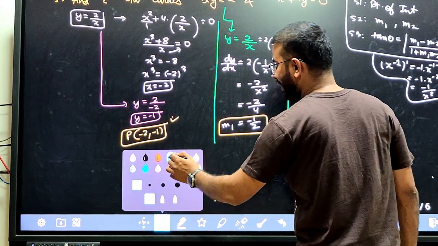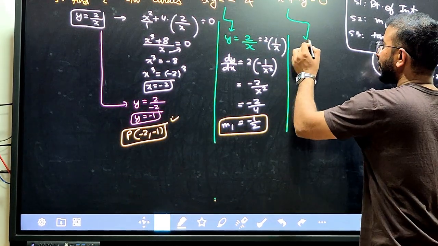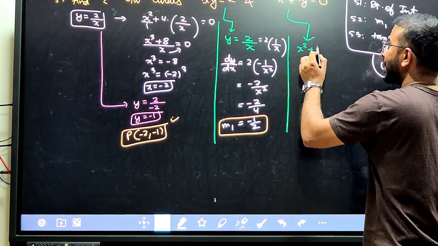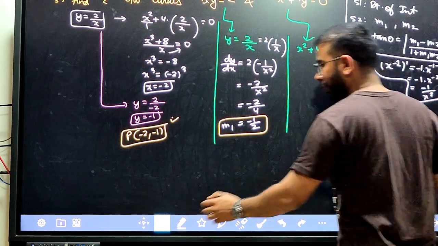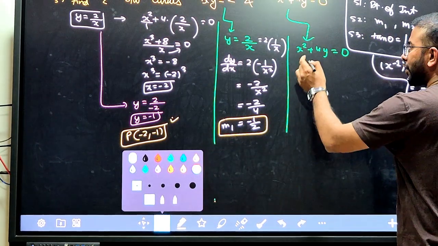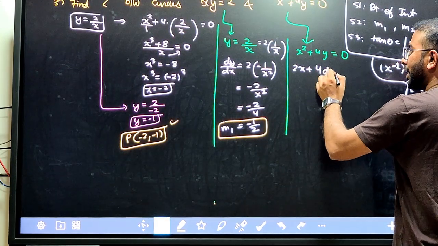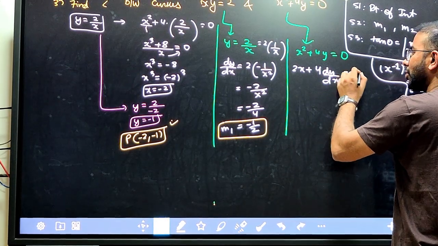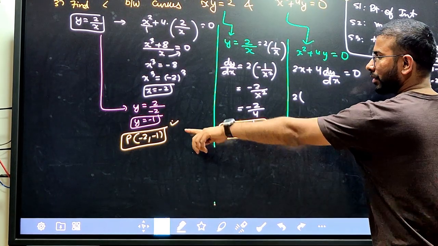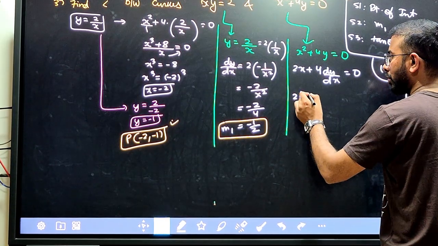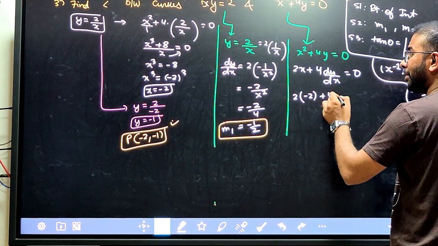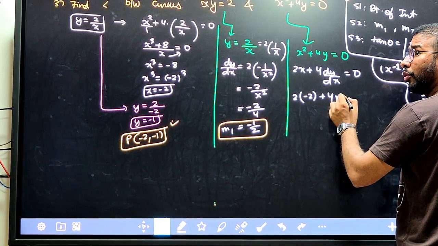Now what we'll do is we'll get m2. So let's differentiate this, which is x square plus 4y equal to 0. Okay, now be with me. X square differentiation is 2x, plus 4 into y differentiation dy by dx, equal to 0. Now what is the value of x? Minus 2. So minus 2 plus 4 and now this will become m 1 or 2.